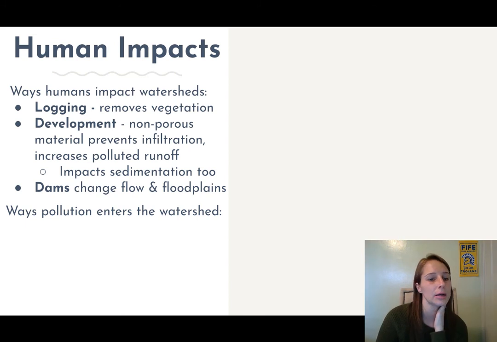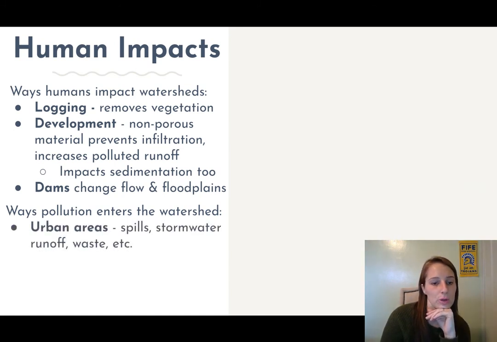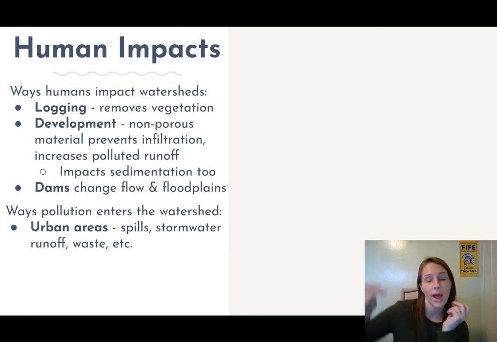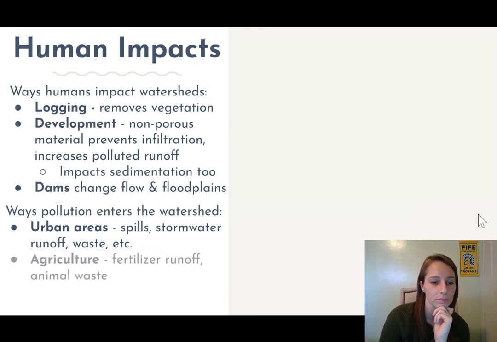Additionally, dams have the ability to change the flow and the floodplain of watersheds. And there's quite a few different ways that pollution can enter the watershed. The first one, as I just mentioned, is going to be urban areas where you can have spills, you can have stormwater runoff, you can just have general waste from people leaving trash on the ground. And all of these, ultimately, when you have precipitation come in and push it off, is going to end up in the watershed eventually.